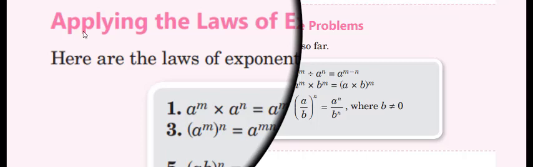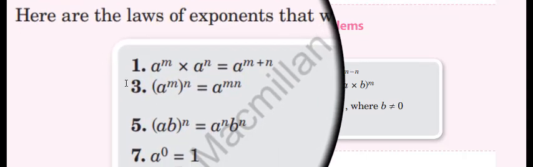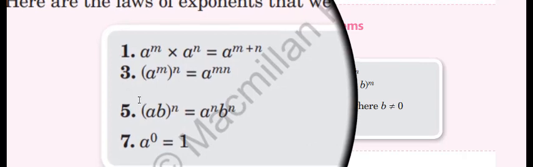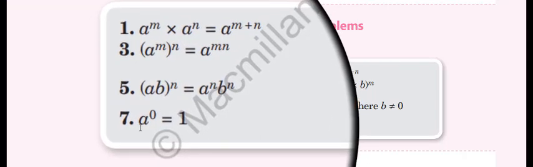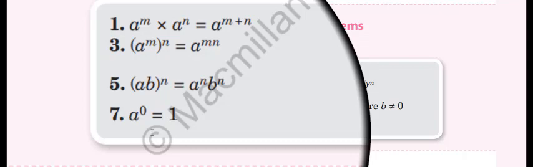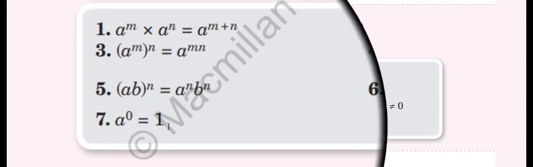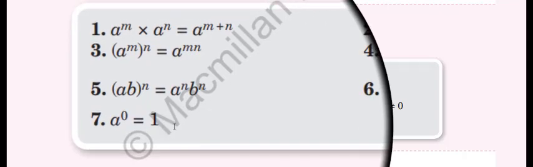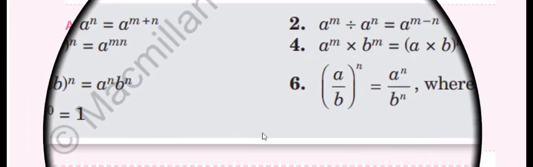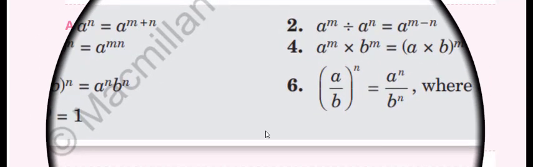So students, now let us see how we can apply these laws to solve the problems. As we have studied around 8 laws, out of that 7 laws are given, that is a raised to power 0 equals 1. The 8th one is a raised to power minus n equals 1 upon a raised to the power n, which is the new law coming in the 8th standard. The rest we have studied in the 7th standard. These laws are the common laws for us.